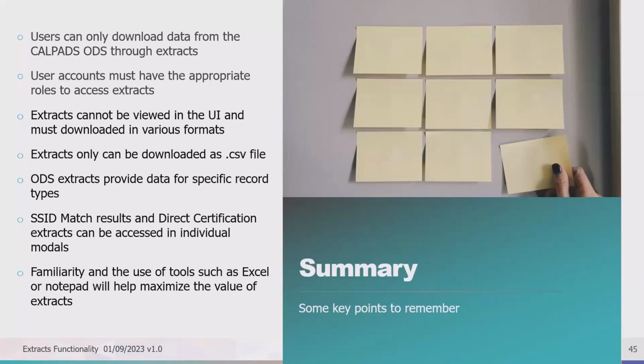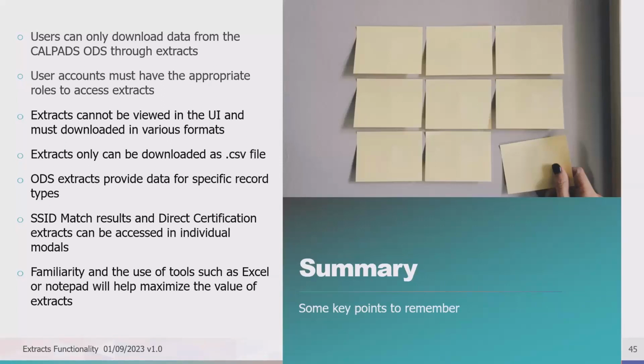Extracts cannot be viewed in the CalPADS user interface and must be downloaded in various formats. So unlike reports, there is no online functionality within the CalPADS website to view extracts. That data has to be downloaded and imported into a file or spreadsheet, or perhaps directly into your student information systems. Extracts can only be downloaded as .csv files, in this case caret delimited files. That's a consistent format for all extracts.